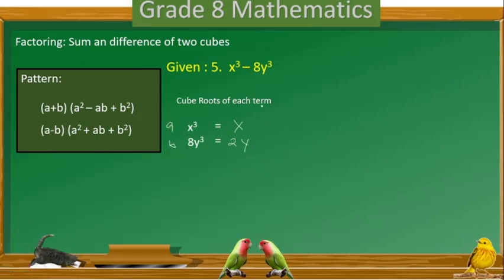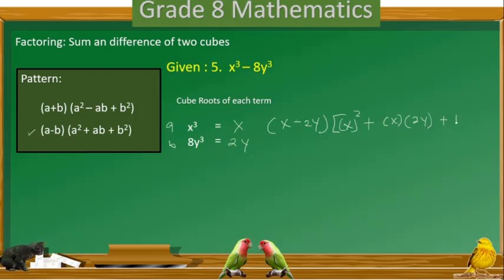Then what pattern? This is the pattern to be used because it is negative. So, open parenthesis, the value of A is x, the value of B is 2y. Then the value of A is doubled, x. Then opposite sign, positive. Then the product of the value of A and the value of B. Then plus the double of the value of B.